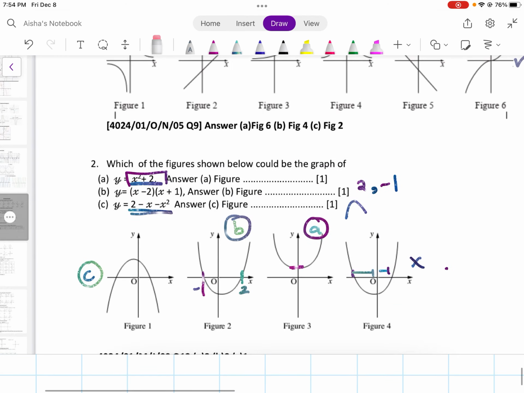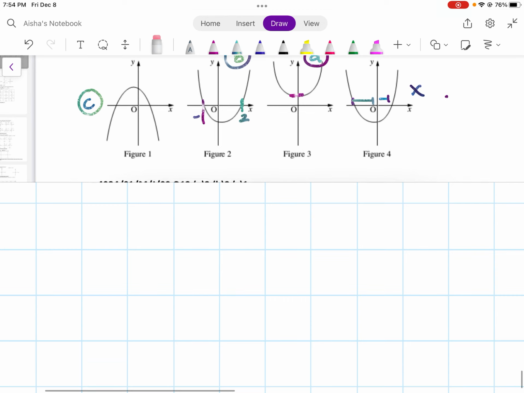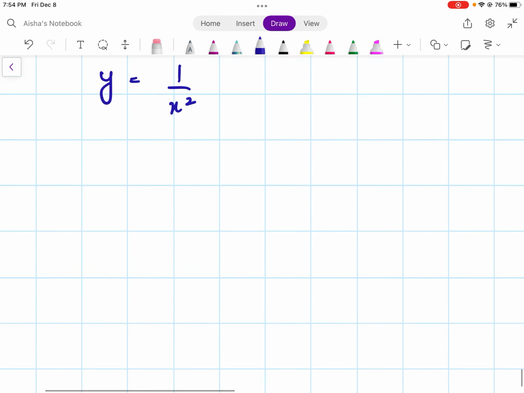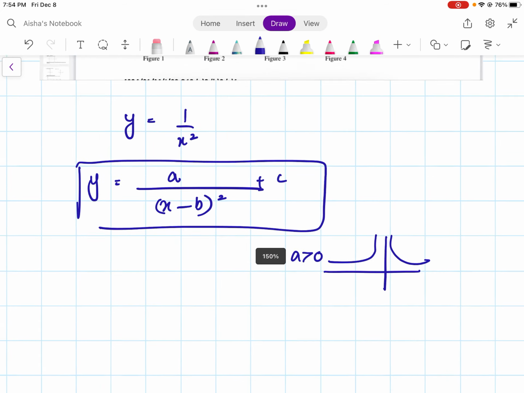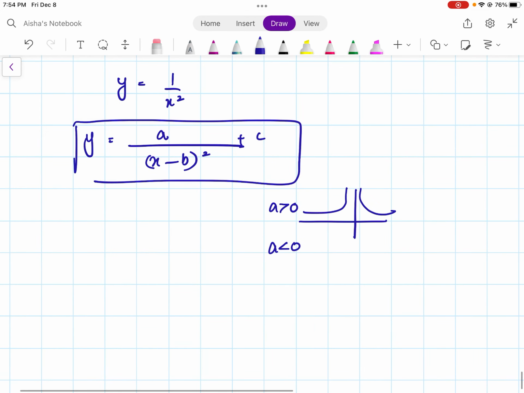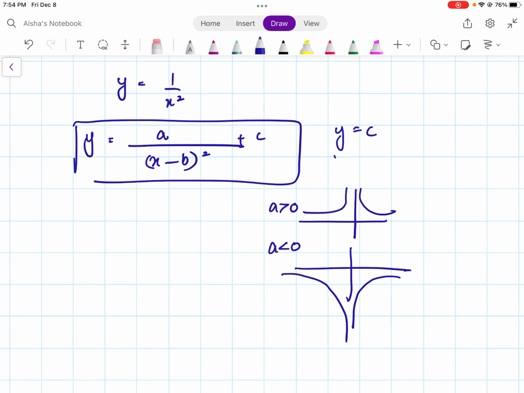ठीक है. अच्छा जी, अब मैंने आपसे कहा था कि एक चीज़ मैंने आपको नहीं सिखाई. Yes, that was y is equal to 1 upon x square. ये सेम चीज़ होती है. a upon x minus b the whole square plus c is the format. If a is greater than 0, this is how the graph looks like. If a is less than 0, this is how the graph looks like. ठीक है, ये भी एसिम्प्टोट ही होता है. And y is equal to c, x equals to b are my asymptotes.